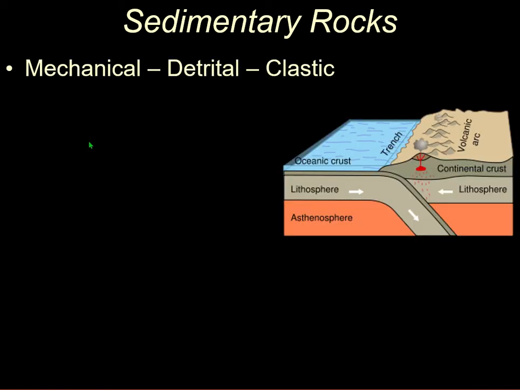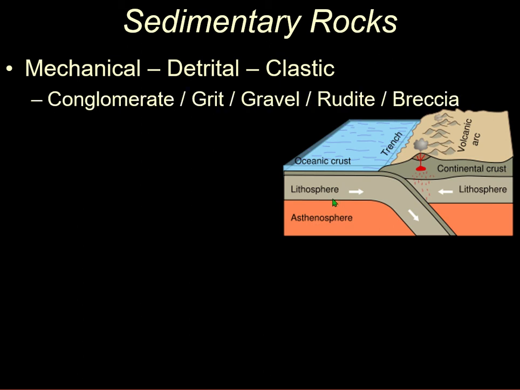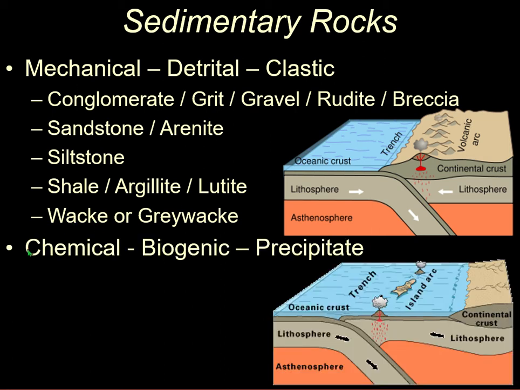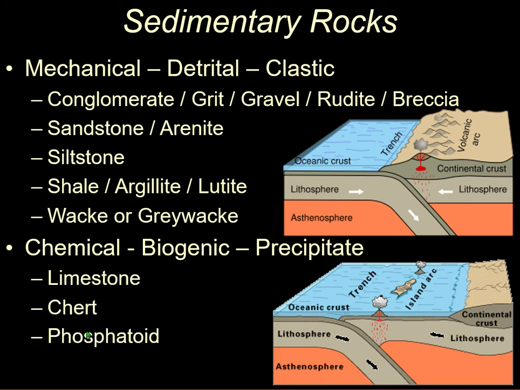So, the mechanical detrital-clastic group is divided mostly, but not entirely, by how big they are, which is governed by depositional regime. So you have big things: conglomerates, grits, gravels, rudites, and breccias. You have sandstones, or arenites. You have siltstones. You have shale, argillite, lutites. And you have wacke or greywacke. So this is all basically on grain size. And the chemical biogenic precipitate group will include things like limestones, chert, and phosphatoids.